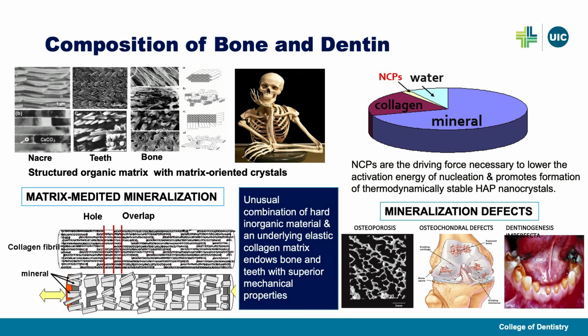So bone and dentin is a matrix-mediated mineralization process. What the cells do is they secrete collagen. And this collagen, type 1 collagen, self-assembles to form a template. They do so by staggering one molecule against each other, and they create the hole and the overlap zone. It is within this hole region that the NCPs bind, and they specify the site for mineral nucleation.